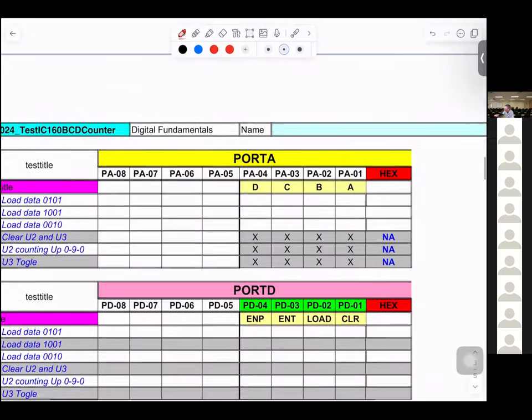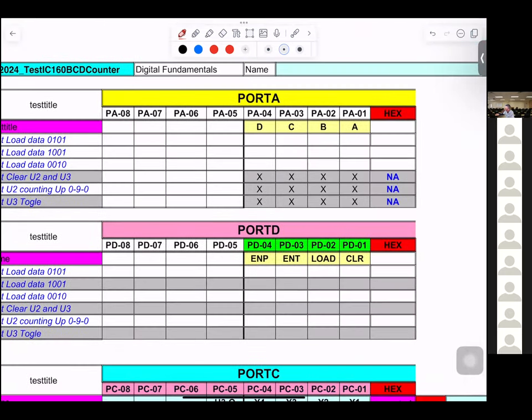Now, port ABC. First thing you want to load: 0101. That means you apply 0101, right? Right. 05. And the next number, 9, 1001. Next number, 2, 0010. That is port A.